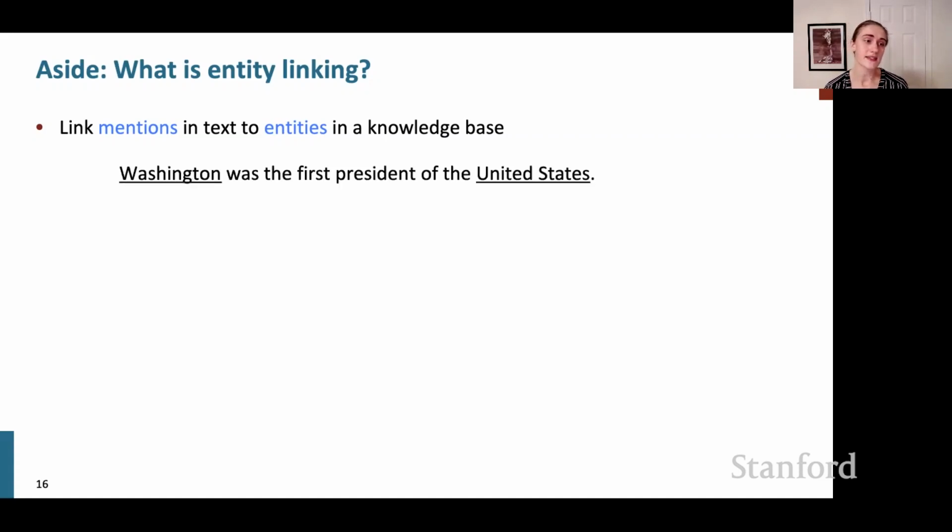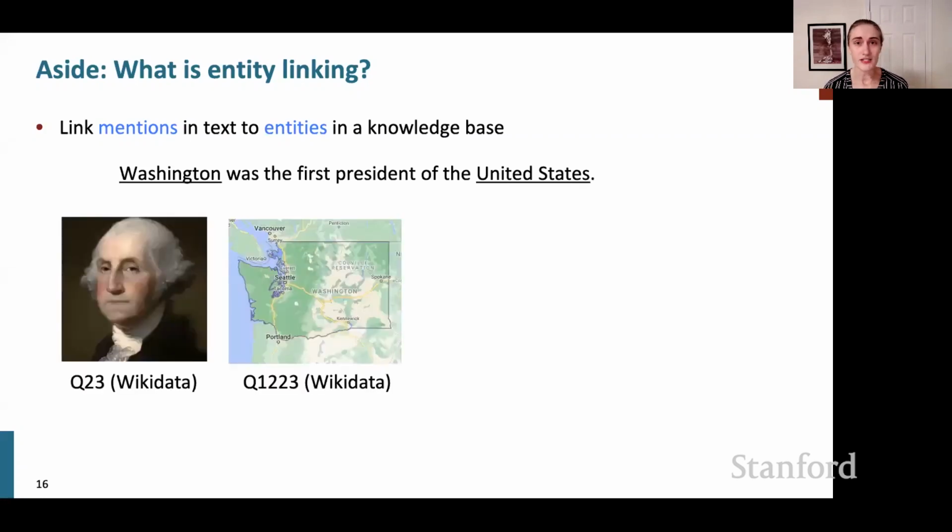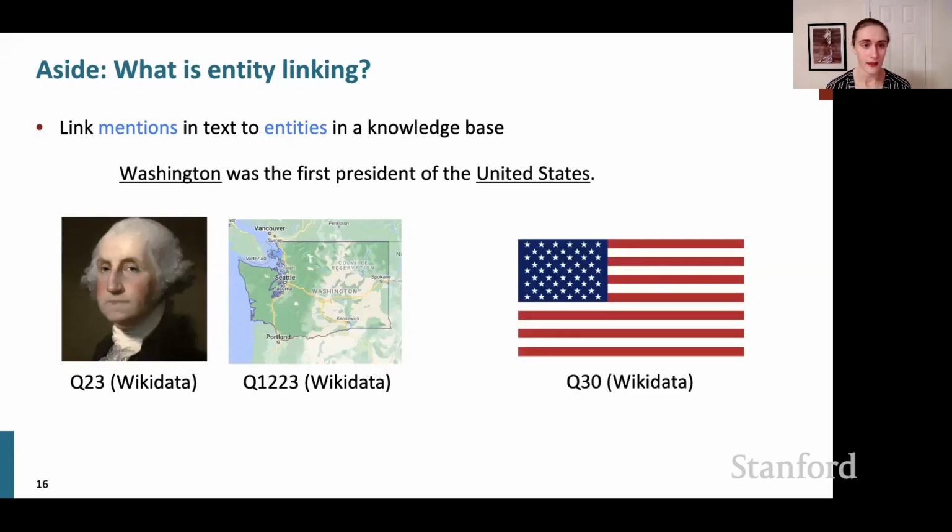You might have sentences like, Washington was the first president of the United States. Well, Washington has two different candidates. Are we talking about George Washington, or are we talking about Washington State? And these are different entities that have different entity embeddings. And the QIDs here would just be their identifiers in Wikidata. And then the United States just has a single entity. So the task of entity linking is to figure out, for these ambiguous mentions, what entity do they actually link to in a knowledge base?